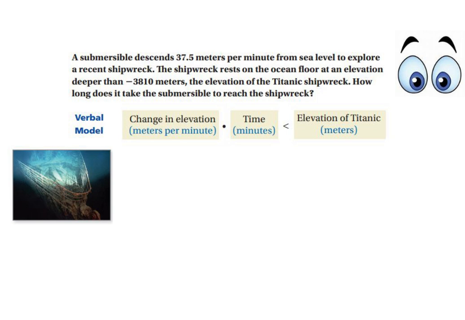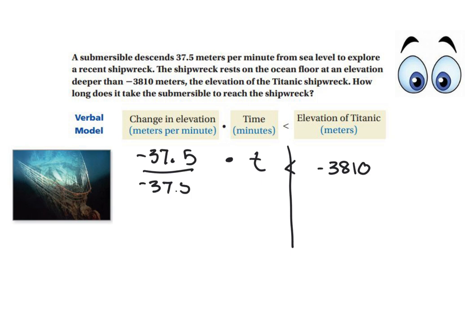So here's what we know. The elevation of the Titanic, we know that's negative 3,810. What we don't know is the time in minutes, t. And the other thing that we do know is the submersible descends at 37.5 meters per minute. So now we can just solve. We'll divide both sides by negative 37.5. 37.5 divided by 37.5 is 1, and a negative divided by a negative is a positive. So we just have t.